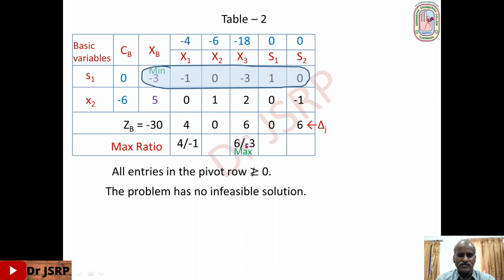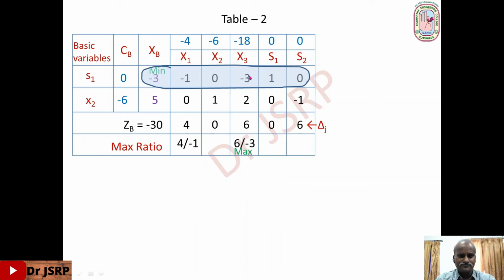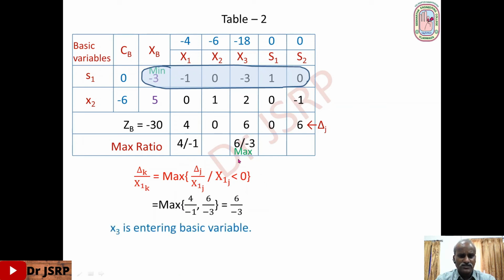Okay. Right. Mathematically, how do you write? Delta k by x_Rk, so here R is 1. Delta k by x1k equals the maximum of delta j by x1j such that x1j is less than 0. So the maximum of these two ratios. The corresponding variable is x3. x3 is the entering basic variable, and circle this column. This is the pivot column.